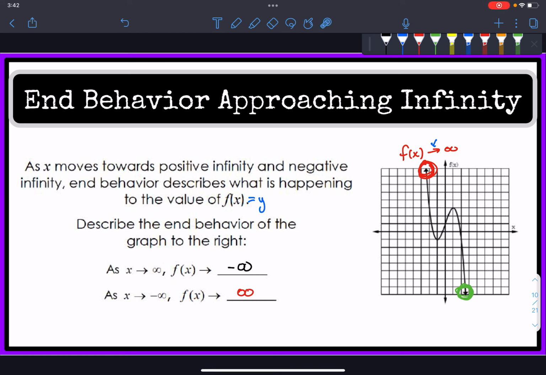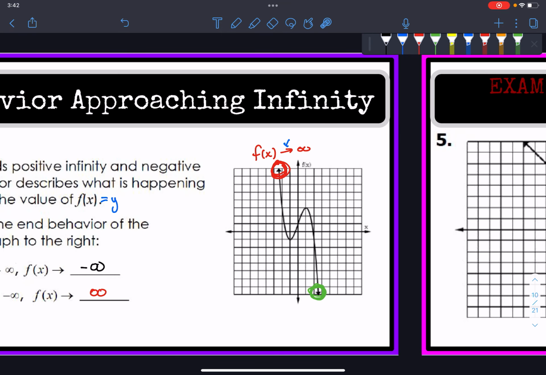And the way we read this is as x approaches positive infinity, f of x, aka your y values, approach negative infinity. And the second one is read as x approaches negative infinity, f of x approaches positive infinity. So the key thing again is just understanding what this notation means. More than anything else, you could easily see which direction the graph is moving and just understand what this notation right here means. So let's look at some examples.